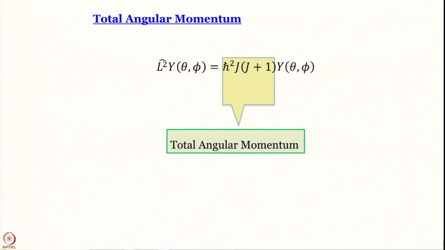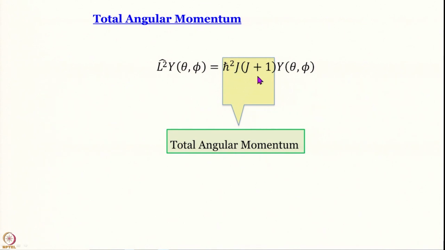For that we go back to total angular momentum. We are going to discuss angular momentum and its components in a little more detail in the next module. For now, just believe me when I write that when the square of the angular momentum operator operates on the spherical harmonics, I get back the same spherical harmonics wave function multiplied by its corresponding eigenvalue, h cross square multiplied by j into j plus 1. So, total angular momentum squared is h cross square multiplied by j into j plus 1.